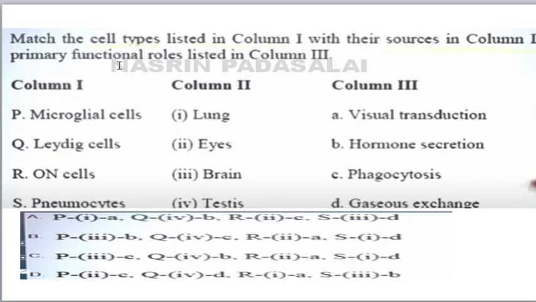And next, match the cell types given in column number 1 along with the organ from which these cells originate and the primary function. So microglial cells are found in the brain and they are involved in the process of phagocytosis. Leydig cells are found in the human testes and they are involved in hormone secretion; Leydig cells produce the testosterone hormone. ON cells are present in the eyes and they are involved in visual transduction. And pneumocytes are present in the lung and they are involved in the process of gaseous exchange. So, these are easy, friends.